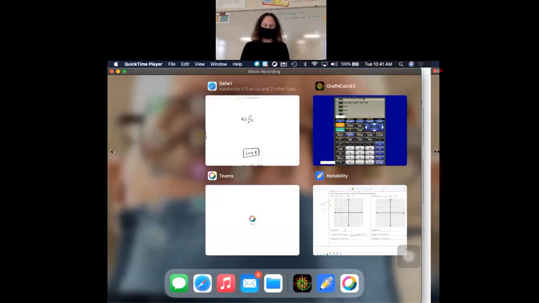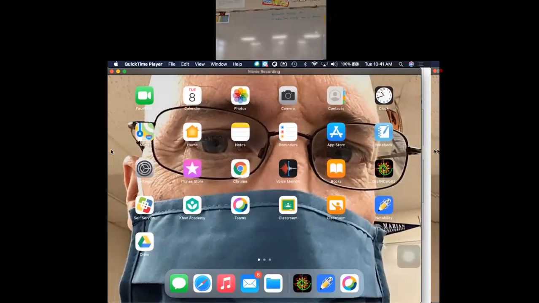Let me get my calculator here. We don't even know what the app is called. It's the graphing calc. This one right here, the one with the squiggly graph and calc 83.